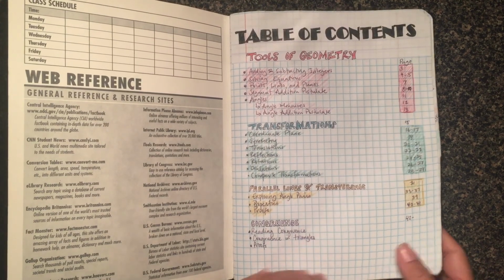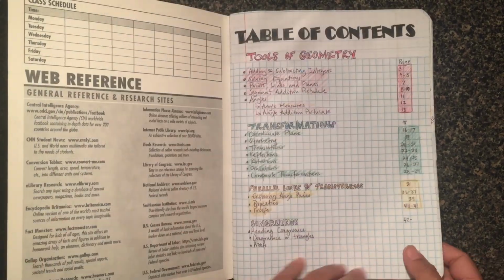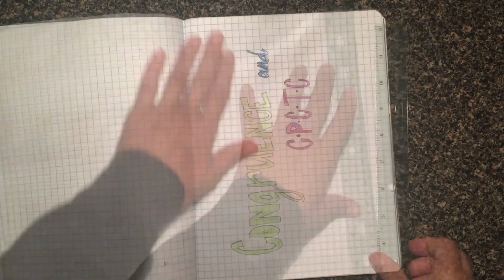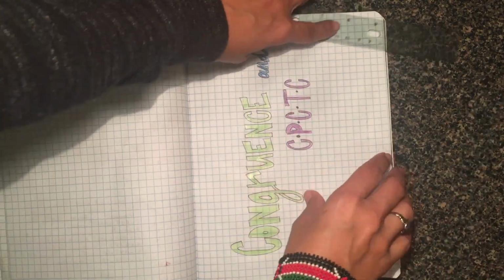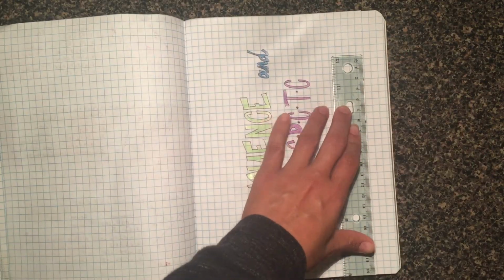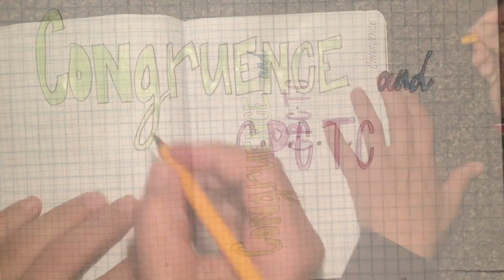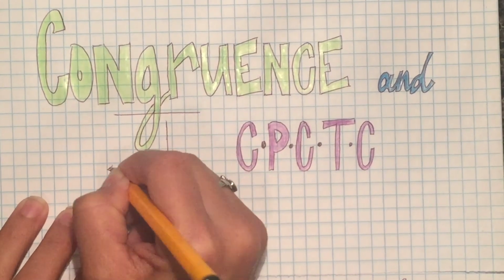We'll take a look at congruence. I just want to remind you that you should be having a table of contents so that it's easy to find what you need. Take a ruler and cut all the way down the margin to make your unit tab. And then once you've done that, you're going to make a tab, and the first tab is going to be congruence. So what does congruence mean again?